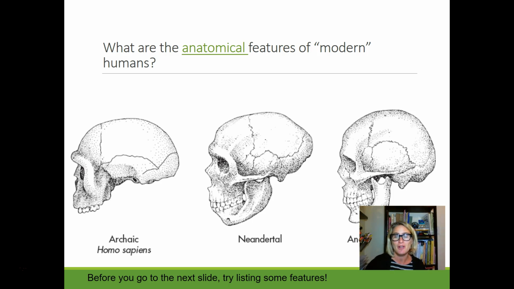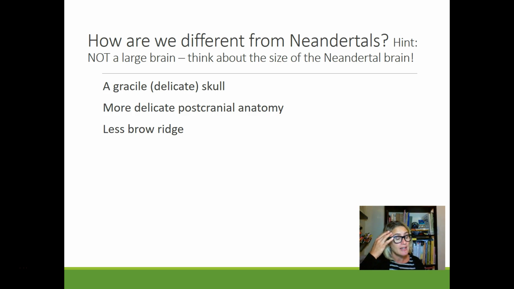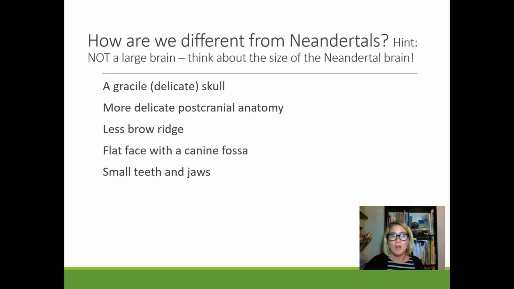Look at this image. The Neanderthals had quite a large cranial capacity. But we have a more gracile or delicate skull than Neanderthals did. We have a more delicate postcranial anatomy. We have much less brow ridge than Neanderthals. We also have a very flat face with a canine fossa. Again, you'll recall that Neanderthals had that mid-facial prognathism, that sort of pulled forward look here in the mid-section of their face. And anatomically modern humans have small teeth and jaws. And finally, we also have a chin.